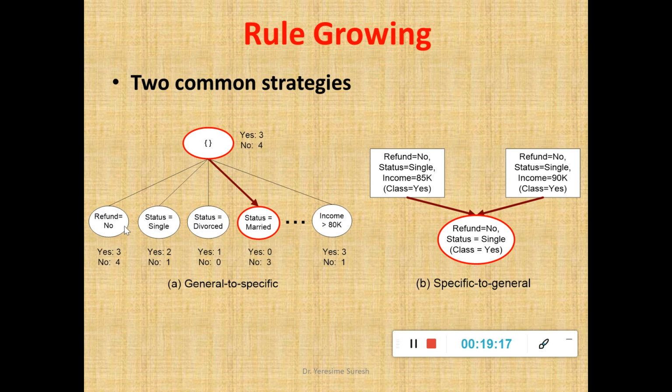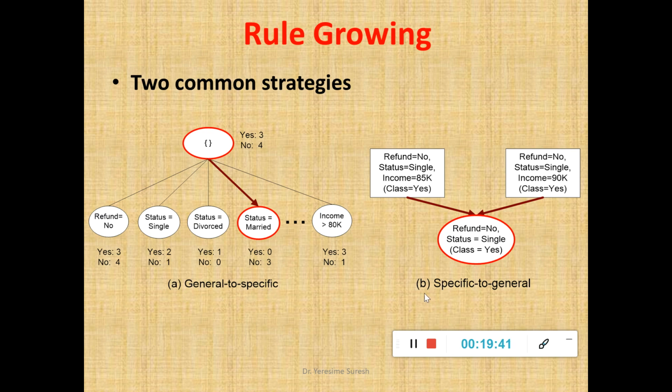So this is an indication. Refund is no. There are 3 positive instances, 4 negative instances, wherever refund takes the attribute value pair no. Similarly, status is single. There are 2 positive instances, 1 negative instance. Basically, start with an empty rule set, then go on adding rules. That becomes general to specific. That is your sequential covering algorithm.